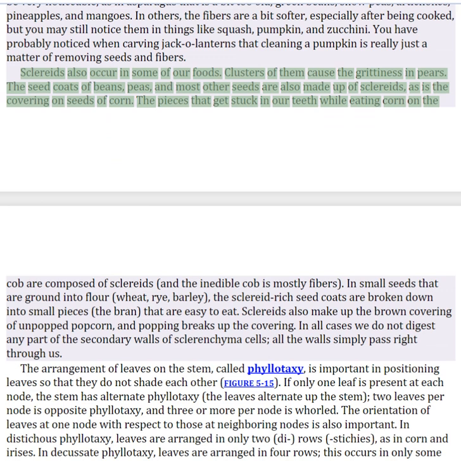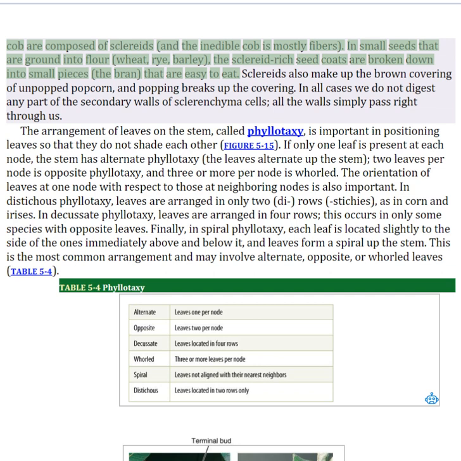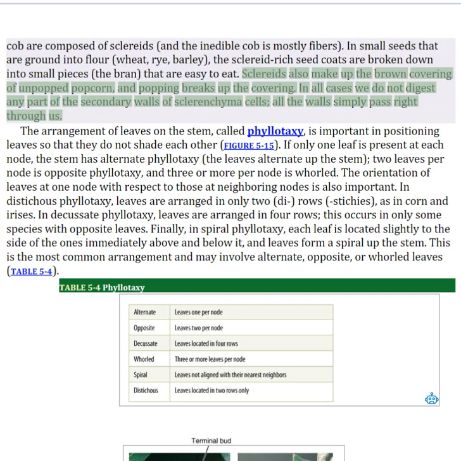Clusters of them cause the grittiness in pears. The seed coats of beans, peas, and most other seeds are also made up of scleriids, as is the covering on seeds of corn. The pieces that get stuck in our teeth while eating corn on the cob are composed of scleriids. In small seeds that are ground into flour, the scleriid-rich seed coats are broken down into small pieces that are easy to eat. Scleriids also make up the brown covering of unpopped popcorn, and popping breaks up the covering. In all cases we do not digest any part of the secondary walls of sclerenchyma cells; all the walls simply pass right through us.